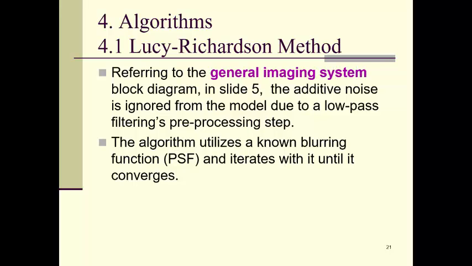So here, for the Lucy-Richardson method, of course, it doesn't deal with the additive noise. It doesn't solve the problem of the additive noise. The additive noise can be solved elsewhere. Now we are dealing with the problem of H, to restore the F from the G. The algorithm utilizes a known blurring function and iterates with it until it converges. This means that Lucy-Richardson assumes that the point spread function is known, and wants to iterate with it without applying the simple operation of dividing by H, because dividing by H, as we have said before, has some drawbacks.